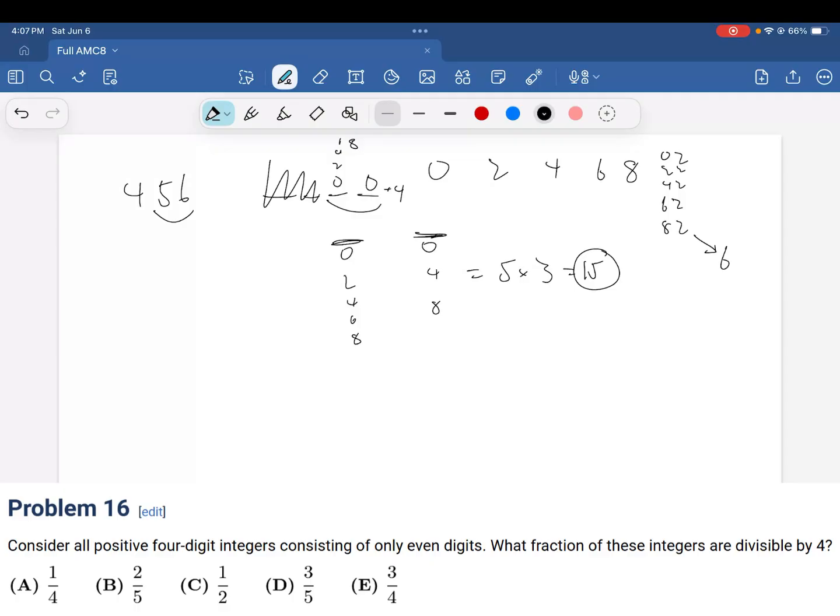And the total amount is 5 times 5, which is 25, because it's 5 possibilities for the first one, 5 possibilities for the second one. So the answer, it's asking for the fraction of these integers. So that would be 15 over 25 equals 3 over 5. So the answer is D.